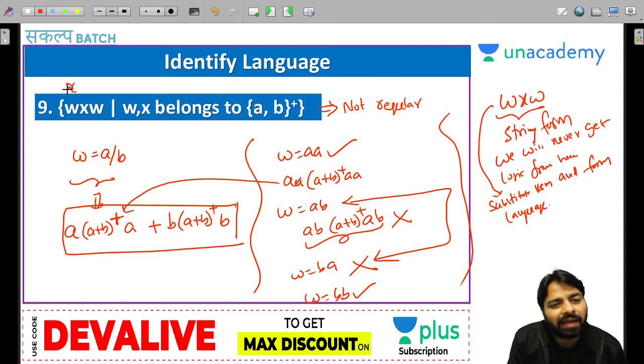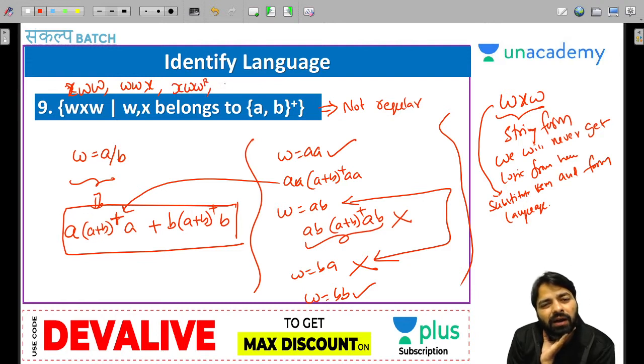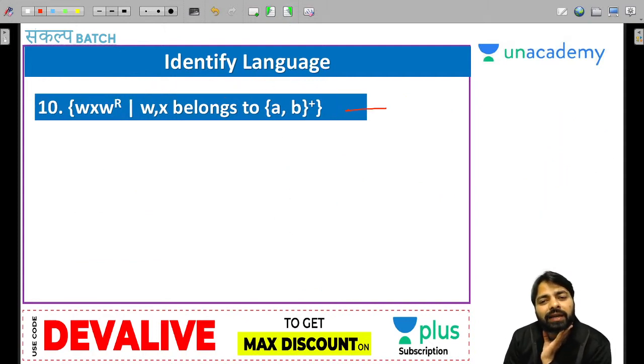Similarly, even XWW, and what else? WWX, all will be not regular. Everybody? All will be. Not only this, except one, like XWW power R and WW power R X. But don't keep the X in between. It will be regular. This one, it will be regular.